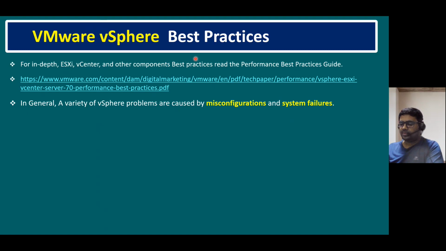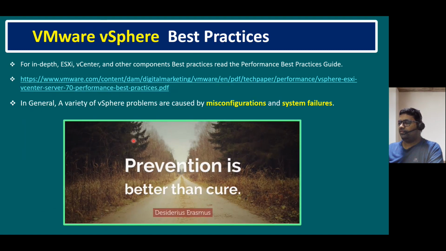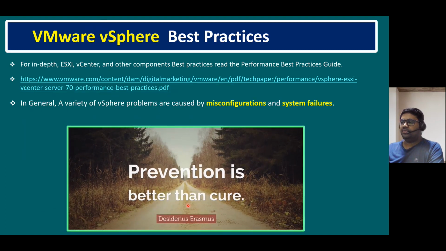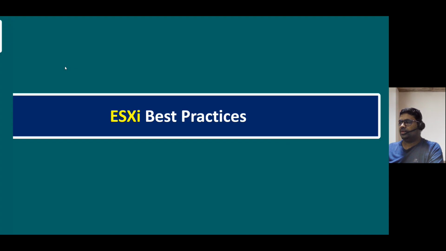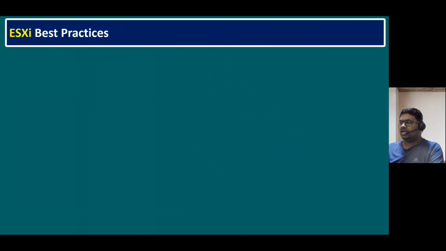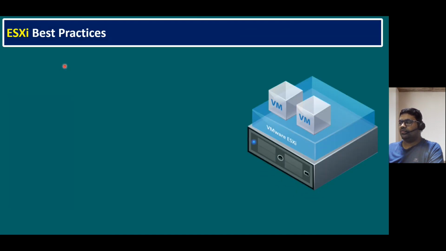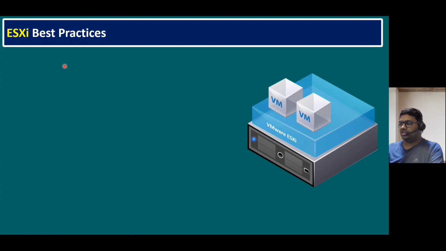Okay, and there is one famous proverb: prevention is better than cure. So best practice is mainly for prevention. Okay, now let's start with the best practices one by one. Let me start with ESXi best practices first. ESXi, Elastic Sky X, is a type 1 hypervisor operating system. Let's try to understand the best practices before we implement it in our organization.